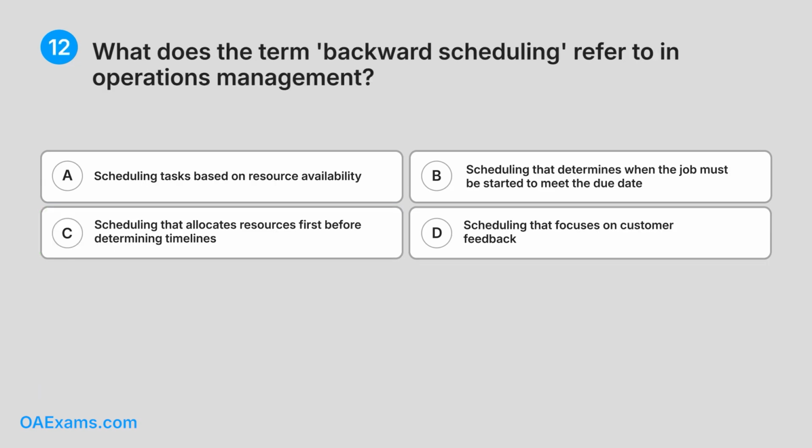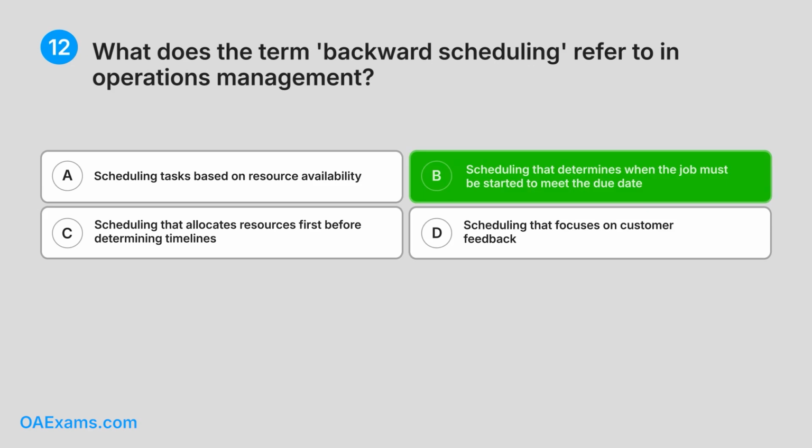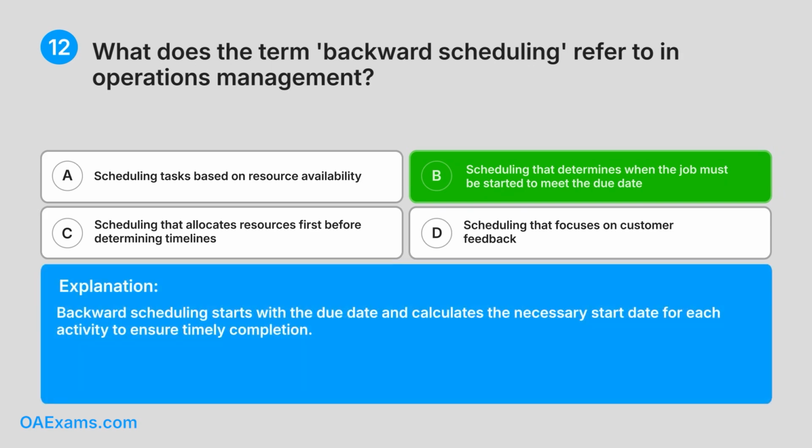12. What does the term backward scheduling refer to in operations management? A. Scheduling tasks based on resource availability. B. Scheduling that determines when the job must be started to meet the due date. C. Scheduling that allocates resources first before determining timelines. D. Scheduling that focuses on customer feedback. What do you think is the answer? Correct answer. B. Scheduling that determines when the job must be started to meet the due date. Explanation. Backward scheduling starts with the due date and calculates the necessary start date for each activity to ensure timely completion.